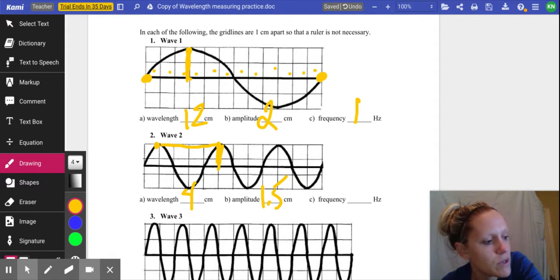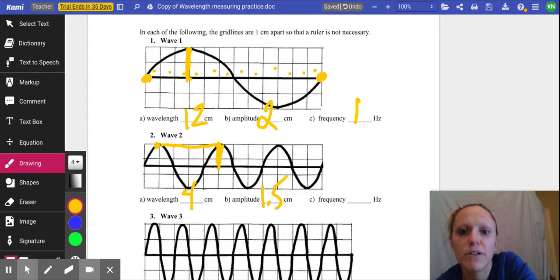Okay, and then I'm going to look to see how many waves occur in this time. And so if I'm looking, I'm going to see 1, 2, and then 3.